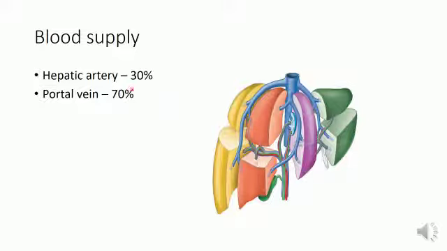Both the vessels enter the liver at the porta hepatis, where bile duct and lymphatics leave the organ. Hence, the blood and bile travel in opposite direction within the parenchyma.